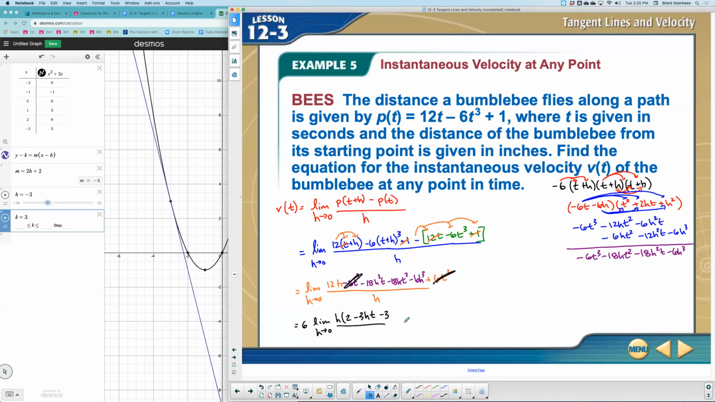Minus another 3. This h is gone, so it's just t squared. Minus 6h squared. All of this divided by h. I can see that my h's get simplified, which means this is going to be equal to 6 times the limit. And now that that is a, I actually don't need to write the limit again. Now that this is polynomial, I can just do a direct substitution.